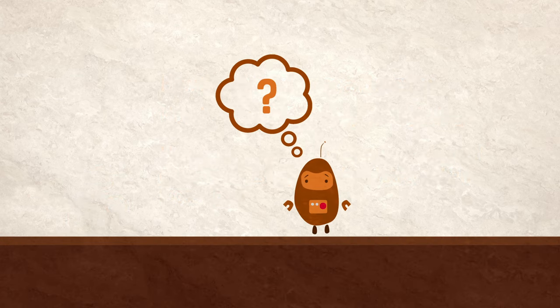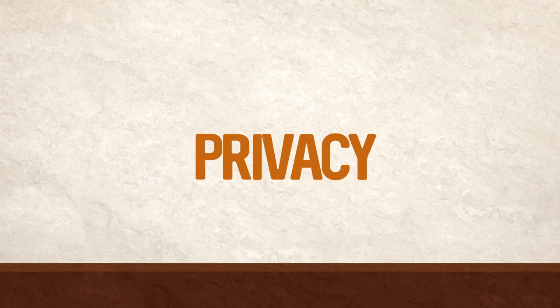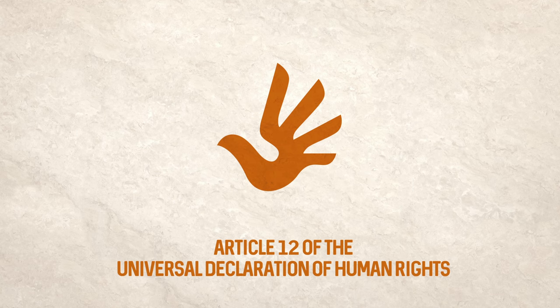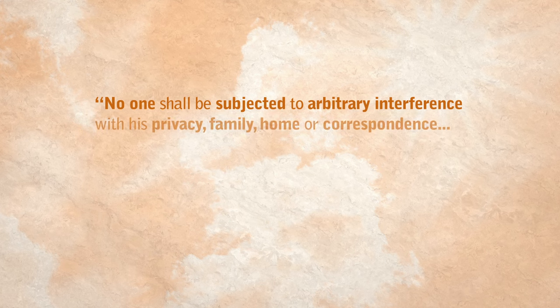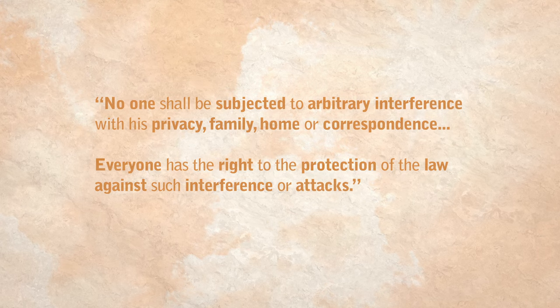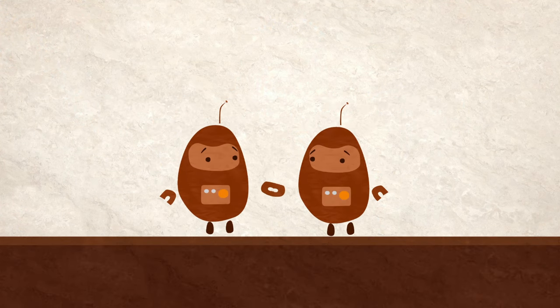So what are we talking about when we say privacy and data protection? Let's take privacy first. Article 12 of the Universal Declaration of Human Rights treats privacy as a distinct human right. It says that no one shall be subjected to arbitrary interference with his privacy, family, home, or correspondence. Everyone has the right to the protection of the law against such interference or attacks. This is simple enough.